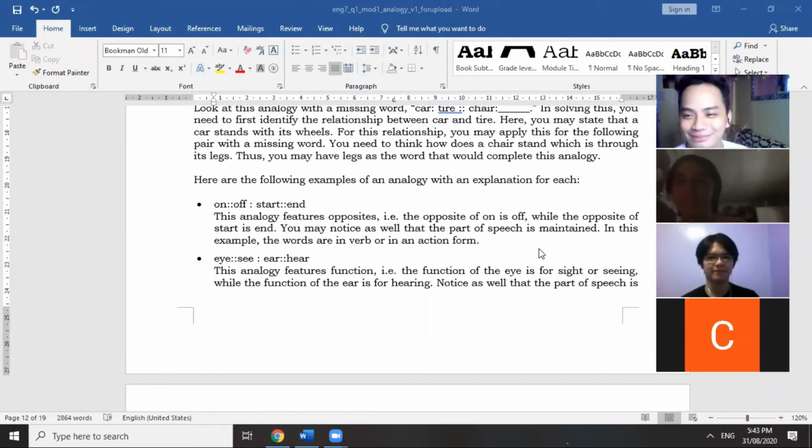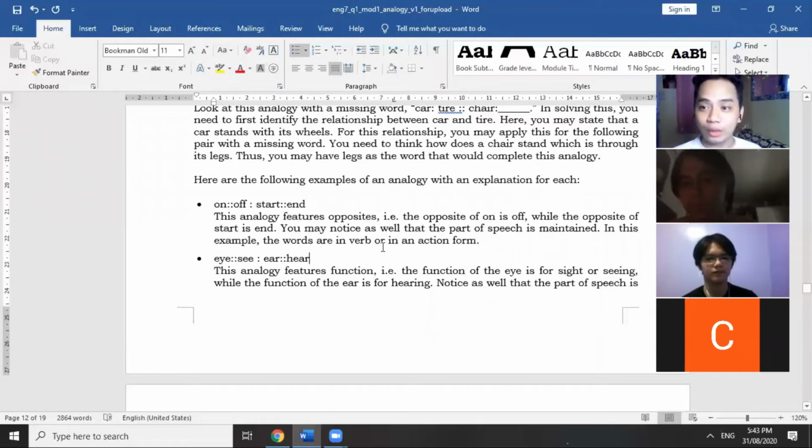Let's go to the next part. While the opposite of start is end, you may notice as well that the part of speech is maintained. In this example, the words are in verb or in an action form. Okay. Let me know if you have questions, people. You don't have questions by now, right?